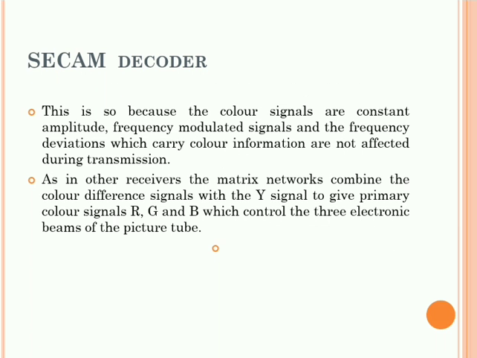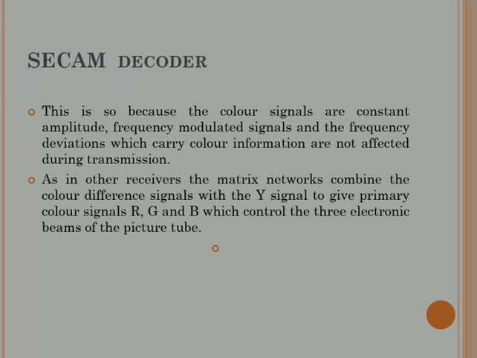This is so because the color signals are constant amplitude frequency modulated signals, whatever color signal we get at input, and the frequency deviations which carry color information are not affected during the transmission. As in other receivers, the matrix networks combine the color difference signals with the Y signal to give the primary color signals R, G, and B, which control the three electron beams of the picture tube.